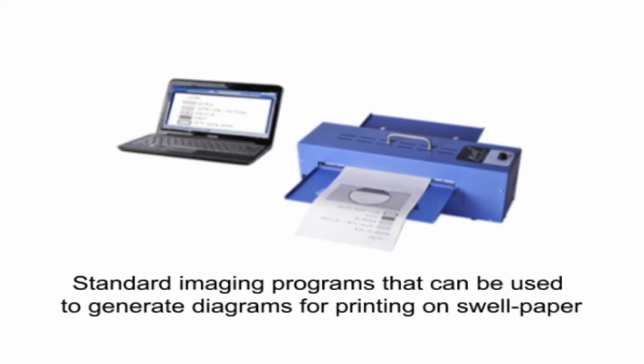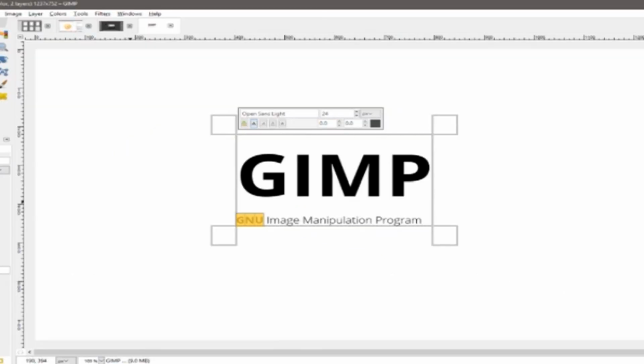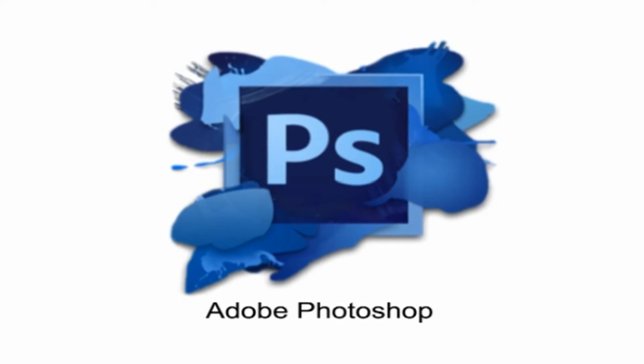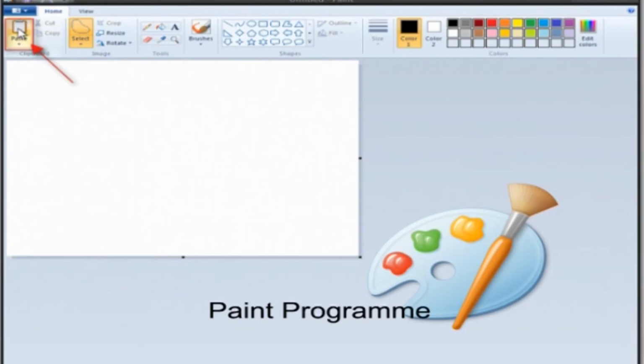The first one is standard imaging programs that can be used to generate diagrams for printing on Swell paper. The GIMP is an open source, free program which is used to produce tactile graphics. Online documentation and support is freely available for GIMP. Adobe Photoshop is a well-known imaging program, but it is paid software. Your computer should have a Paint program installed for simple graphics.